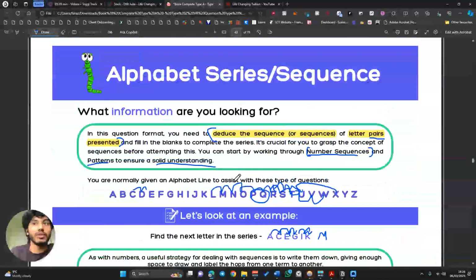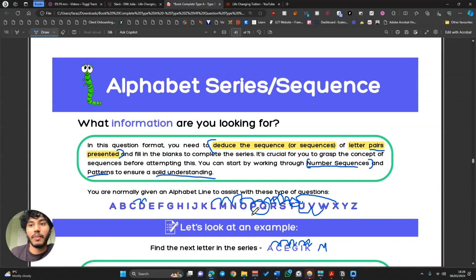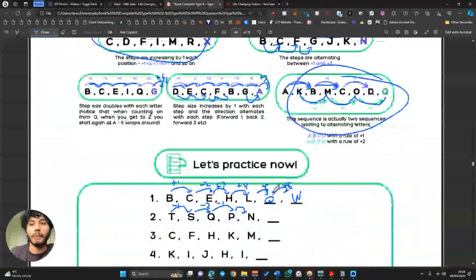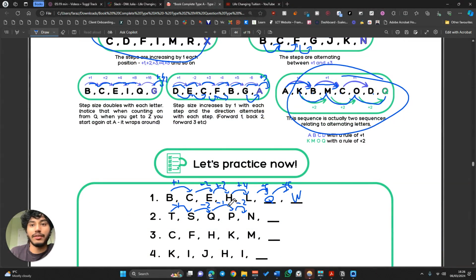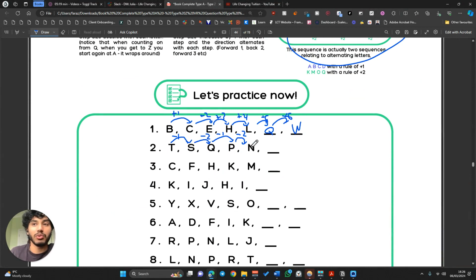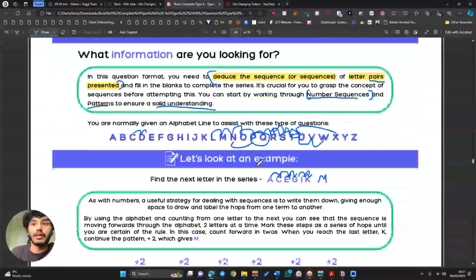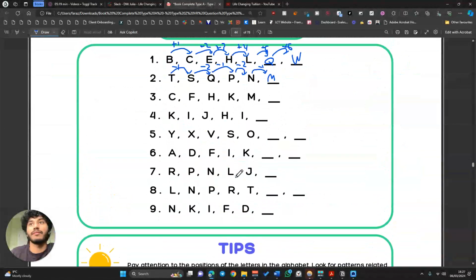So if we look at how we get from P to N, it's -2. And now you can see the pattern here is going -1, -2, -1, -2. This is going to be -1. N -1 is M. And just to show that again, go back from N by 1, you get to M.